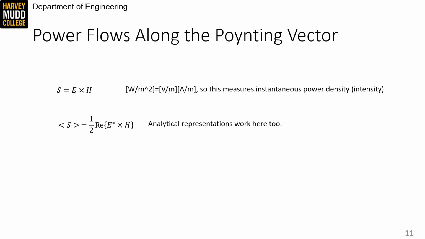We're skipping the derivation of the Poynting vector because it's pretty involved. But the upshot is that the instantaneous power flow is equal to the cross product of the E and H fields. That means the direction of power flow is normal to both E and H because it's given by the cross product between them. As usual, we care about the time averaged power more than instantaneous power. Fortunately, we can use our handy analytical representation to quickly calculate time averaged power flow, just like we did with voltage and current.